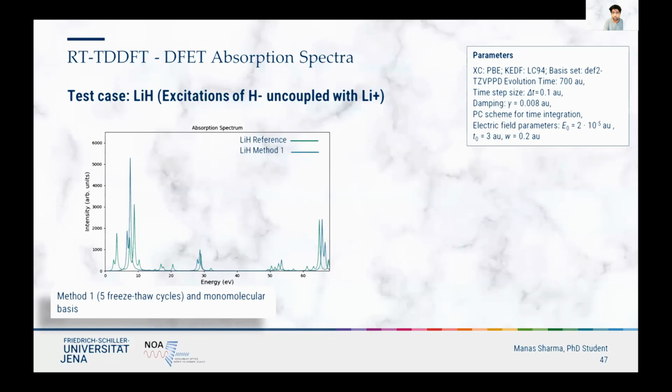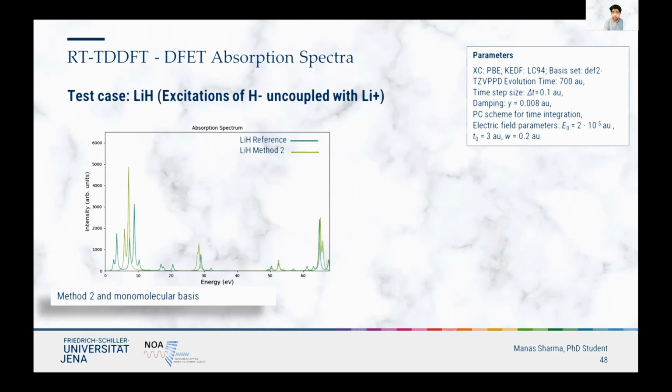So what you can do is, here are the results with method 1 of the DFT, and I employed 5 freeze and thaw cycles to get a self-consistent ground state and subsystem densities, and also a monomolecular basis. And here we see that it works in some areas. Some peaks are being reasonably described. However, some absorption peaks are still being missed by method 1 in the monomolecular basis.